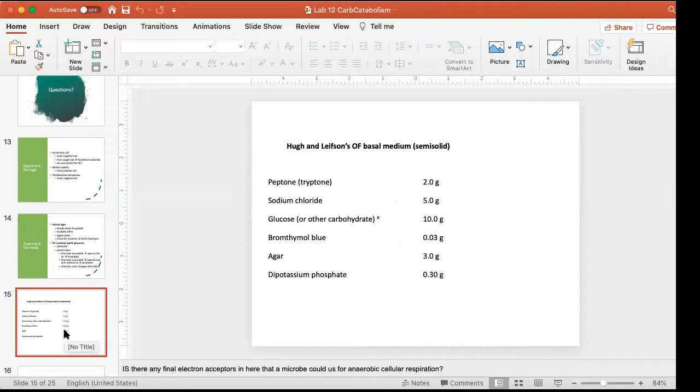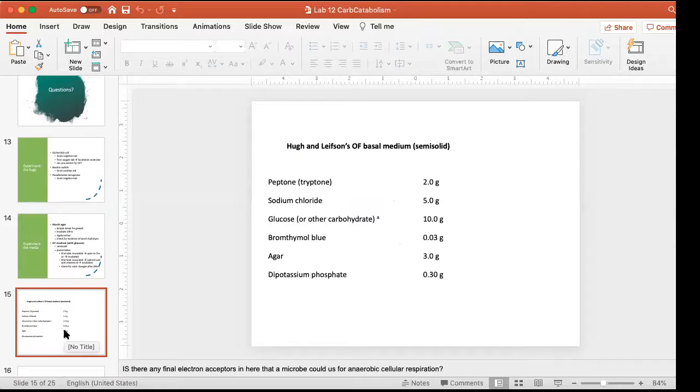Just a reminder that OF medium is a basal medium. So it is possible that you'll put a microbe in that tube that cannot grow, period, let alone use the glucose. It just can't grow. If it's fastidious and it has weird nutritional requirements, it's not going to grow. So it's important to remember that.